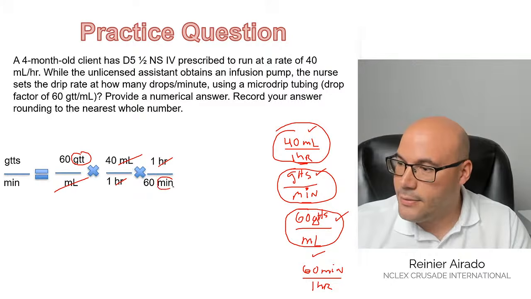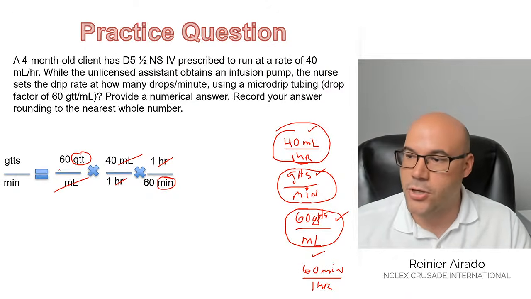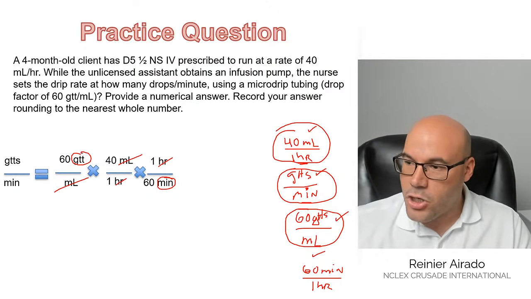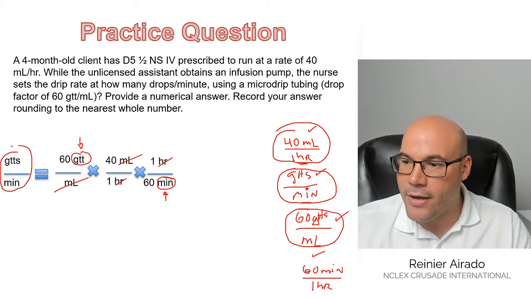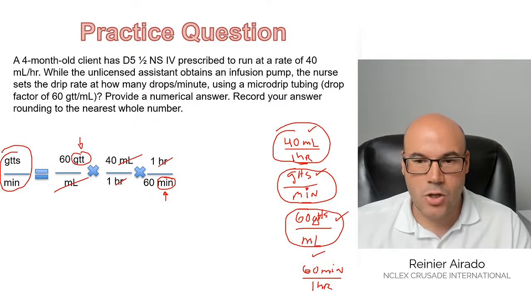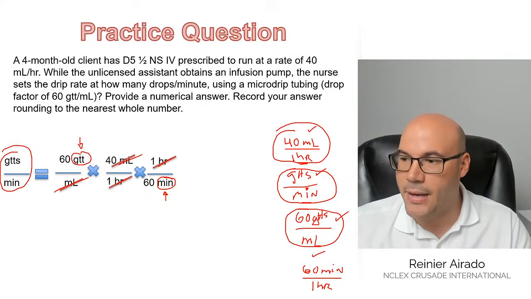and minutes. How do I know that I have reached the end of this equation? Because I have drops in the numerator and I have minutes in the denominator, the same way I have it in my question. Okay? So mLs were canceled, hours were canceled, we're left with drops and minutes.